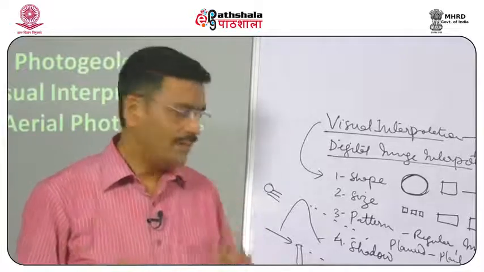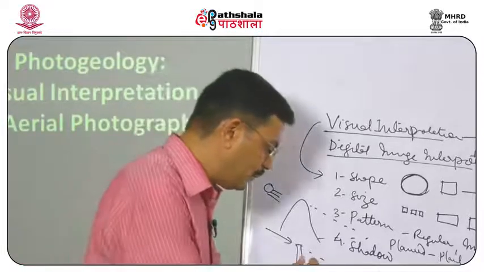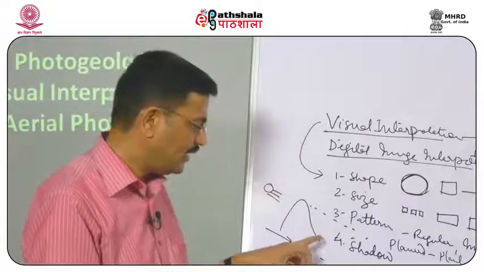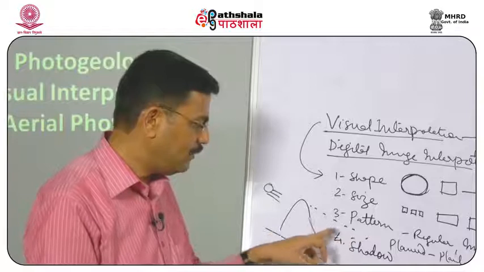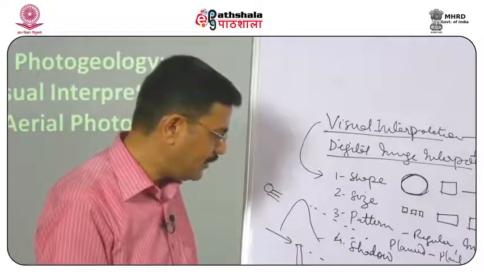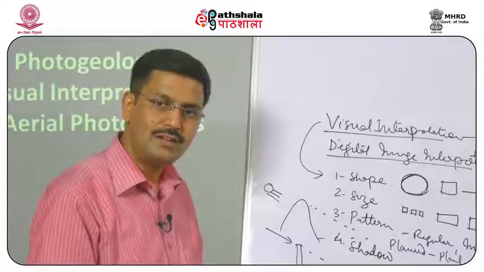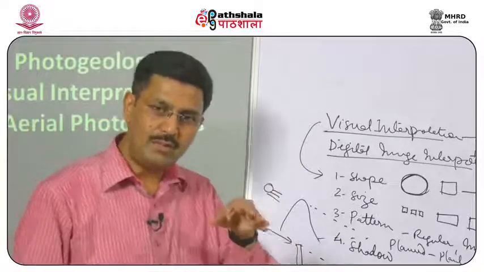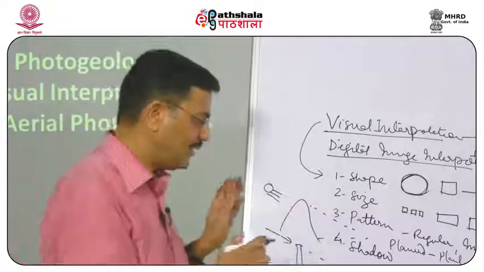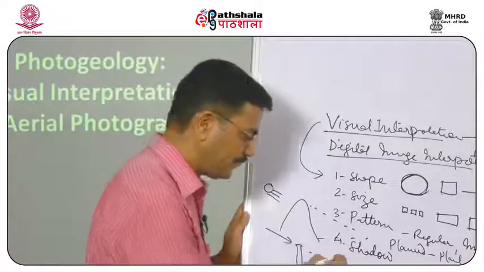At the same time, shadow also puts obstruction, because there are certain features which lie in the shadow. So, you cannot see these objects. So, if you use high oblique photographs, you can identify the height and all. So, this is another important feature, shadow.